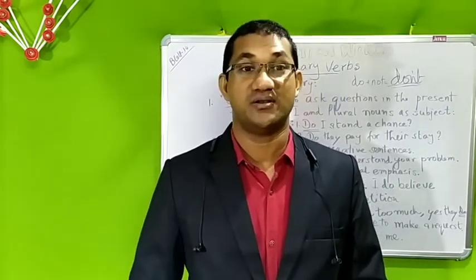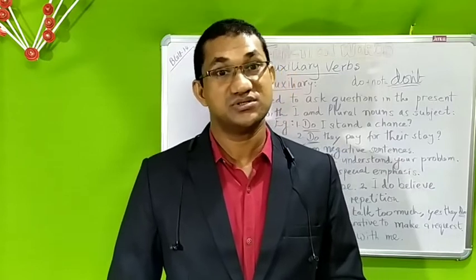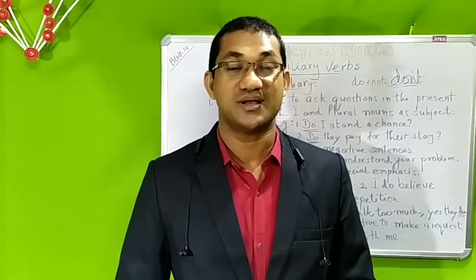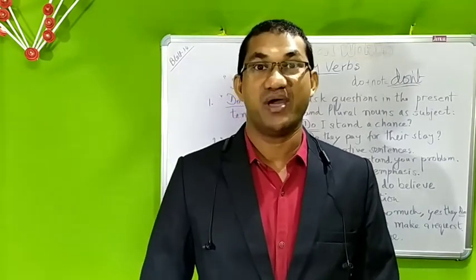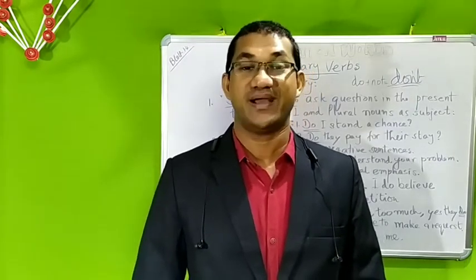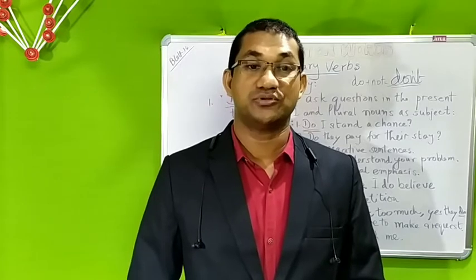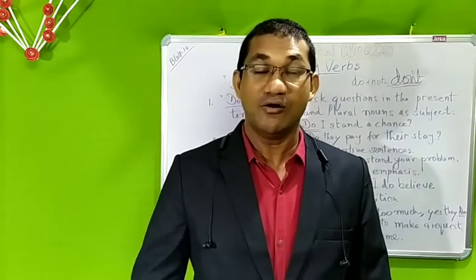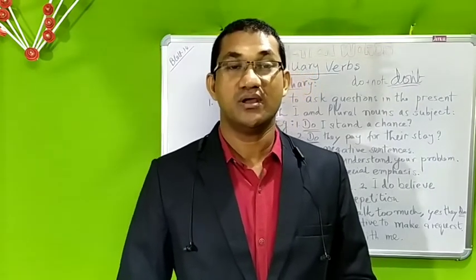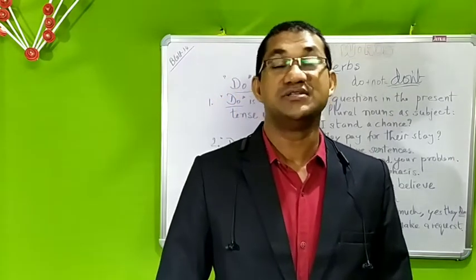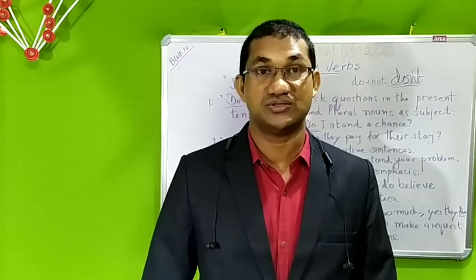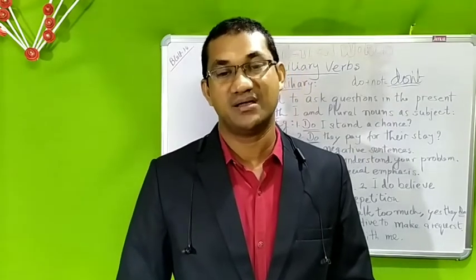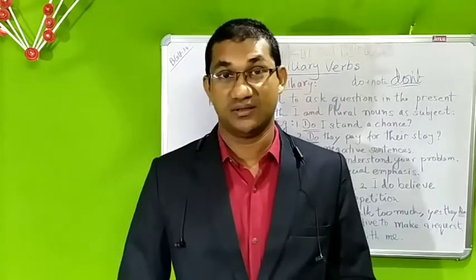So let's just sum up. Do is used mainly for five purposes. Number 1, to ask questions in the present when the subject is I or a plural subject. Do I stand a chance? Do they pay for their stay? Number 2, to form negative sentences. I do not understand your problem. Number 3, to show special emphasis. I do believe. We do believe. I do hope. Number 4, to avoid repetition. The girls talk too much. Yes, they do. Number 5, with imperatives to make a request. Do follow me. Do come with me.